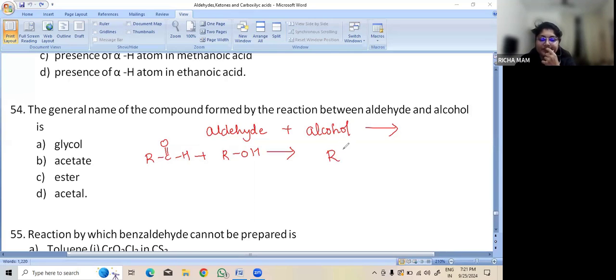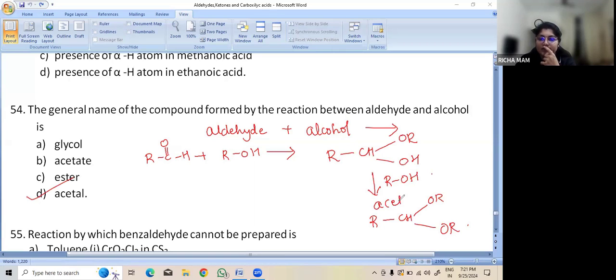It will form RCH(OR)OH. Further reacting with alcohol gives you RCH(OR)OR. So what am I going to get? I'm going to get an acetal. Remember that whenever aldehyde and alcohol react, acetals are formed. Okay, let us go for the next one.